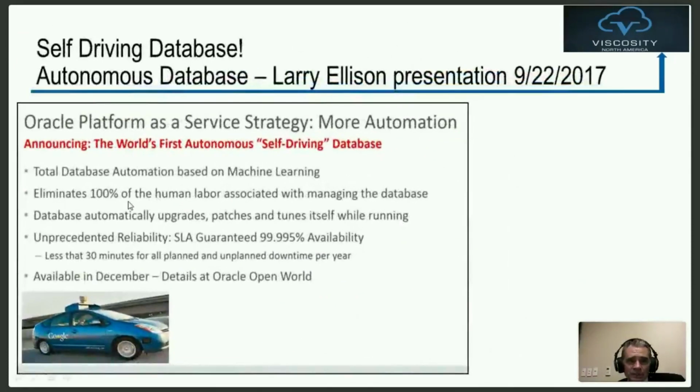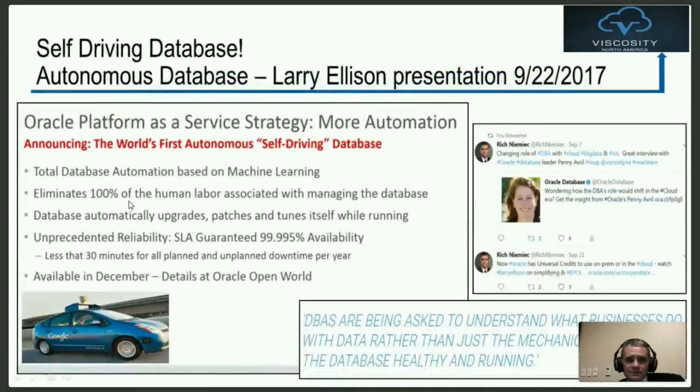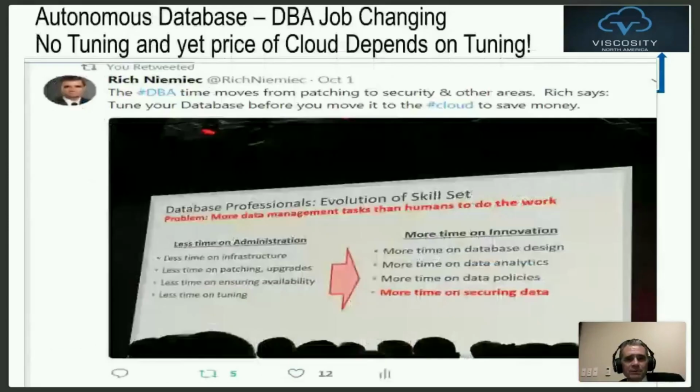But really, if you look at this, it's really to make your life easier. Penny Averill says this is not going to get rid of the DBA. It's just going to change how the DBA works. Less time on infrastructure, patching, upgrades, availability. Maybe not tuning, because you better tune it before you move to the cloud. If something's really slow or you're giving too much data and you don't need all that data, well, the cloud's going to cost you a little more, right? But once you do that, maybe tuning before you move it and ensuring your data sets are smaller, then you can focus on design, analytics, policy, and most importantly, security.